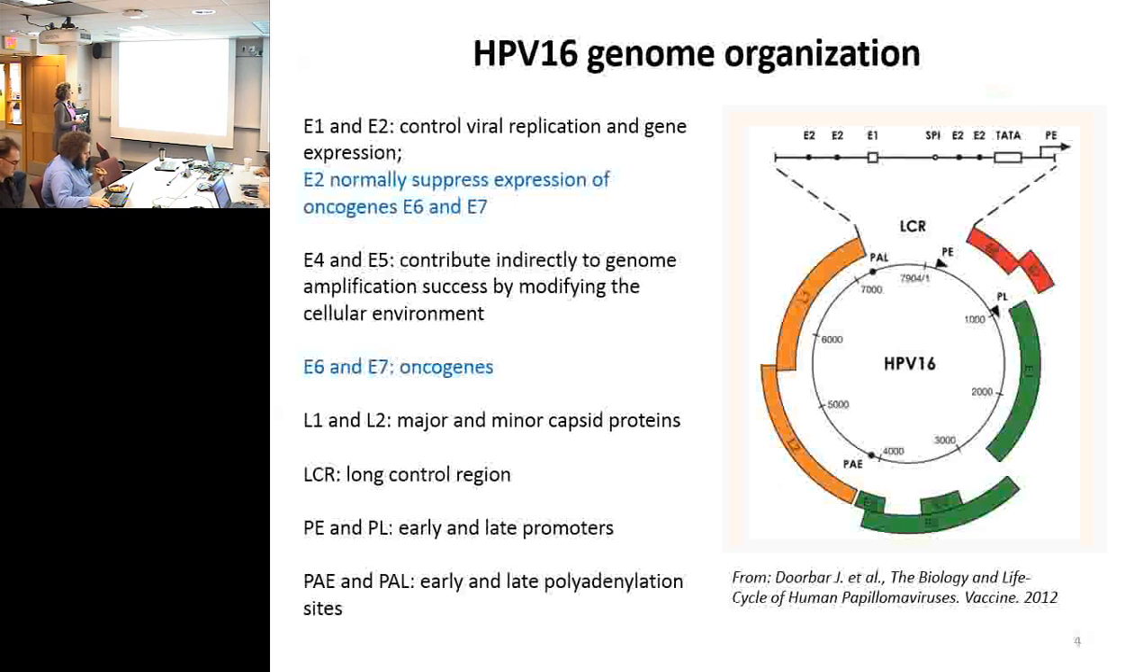This scheme presents the genome organization of HPV-16. The HPV-16 genome comprises a long control region and eight genes, which are important at different stages of the virus life cycle, and here are listed the main functions of these genes. For HPV tumorigenesis, the most important are the E6 and E7 oncogenes, and E2 normally suppresses expression of the oncogenes E6 and E7.